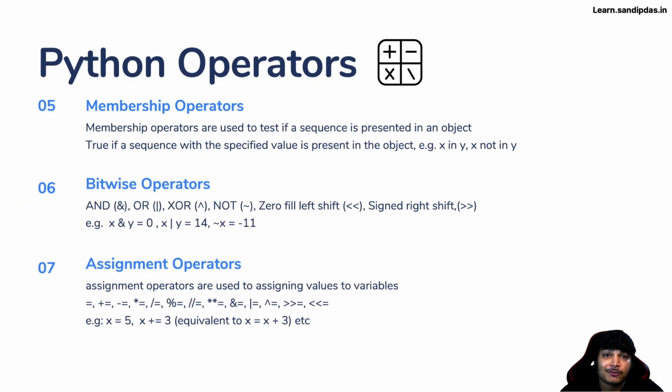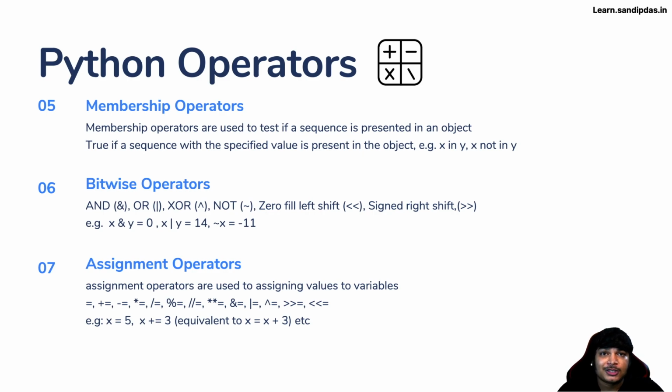Okay. Now the fifth one is the membership operators. Membership operators are used to test if a sequence is present in an object or not. True if a sequence with the specified value is present in the object, and false if it's not. For example, x in y, it checks whether the value of x is present in y or not. And another one is x not in y. It checks that the x value is not present in y.